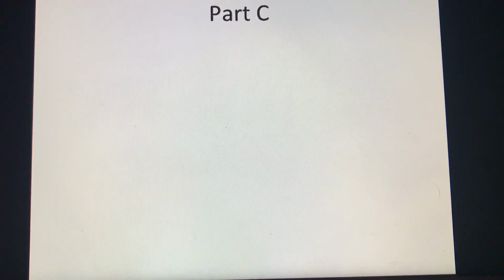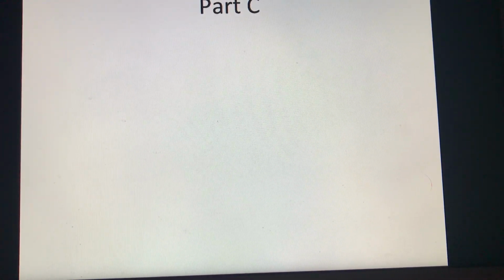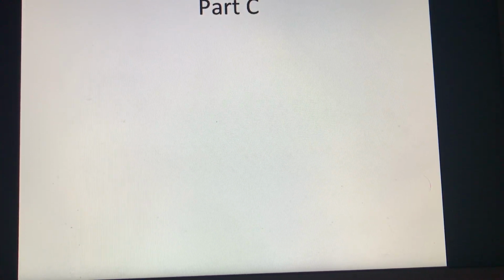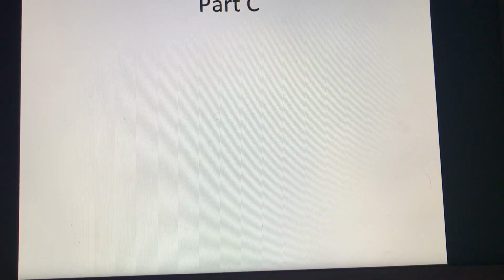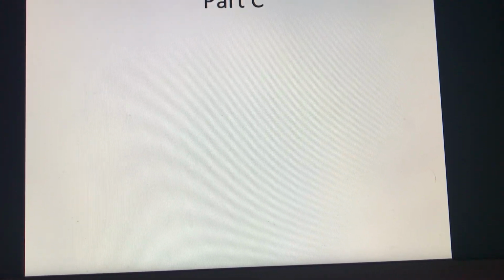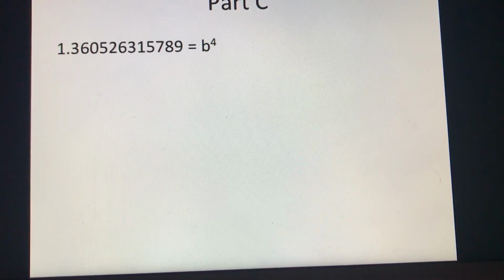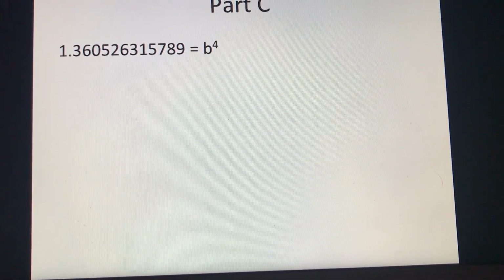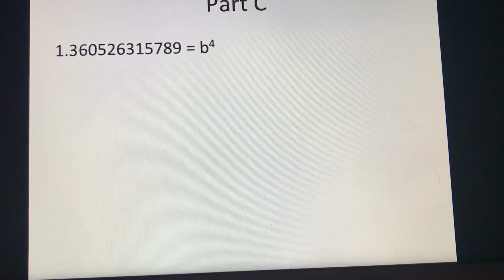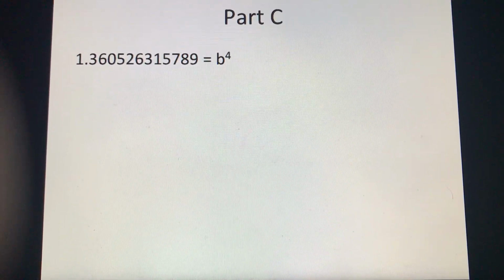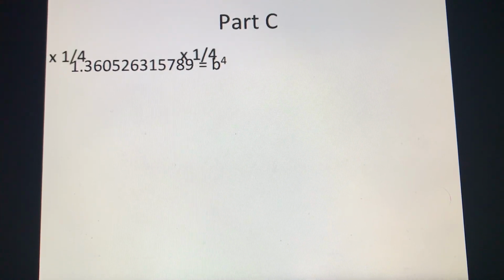517 divided by 380 gets you a pretty ugly number of 1.360526315789. And your a values cancel out, and b to the 6th divided by b to the 2nd, 6 minus 2, is b to the 4th. Your equation should now look like this. To get rid of that exponent, you're going to want to do the inverse, 1/4. Raise both sides to the 1/4 power to get rid of your exponent.